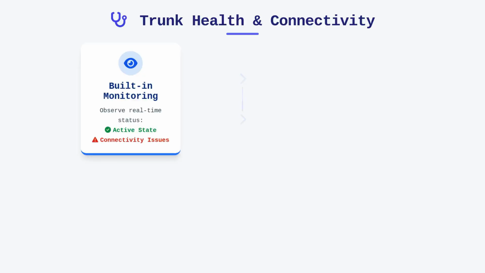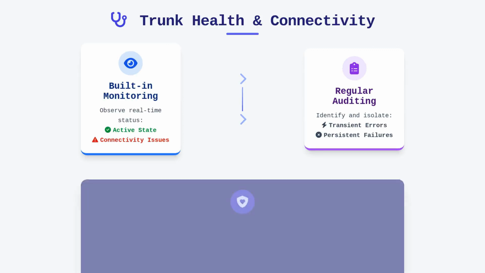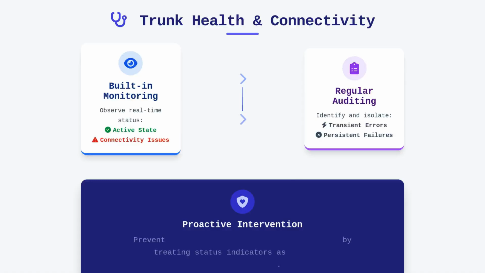You should regularly audit these monitoring views to identify transient errors or persistent failures that might indicate a misconfiguration or a carrier-side issue. By keeping an eye on trunk health, you can often intervene before your users report a complete loss of inbound capabilities. These status indicators are your primary window into the reliability of your telephony gateway. Treat these metrics as essential operational data for maintaining the integrity of your voice services.